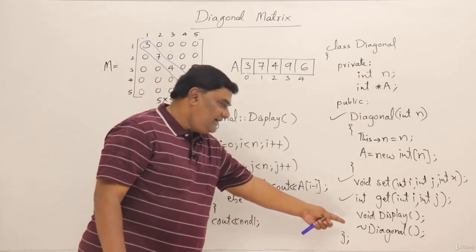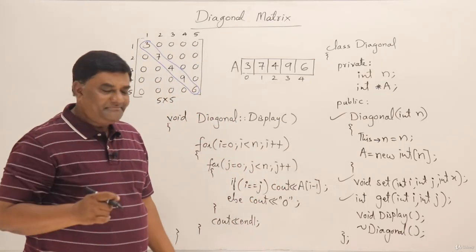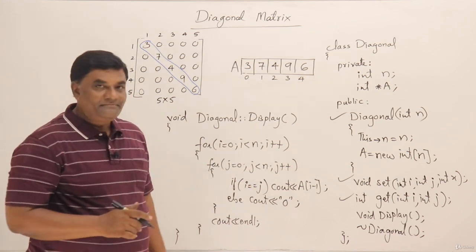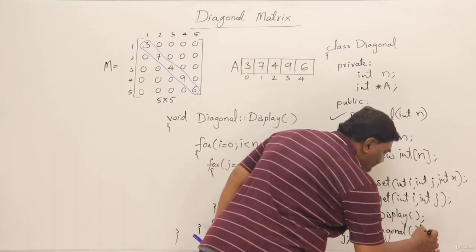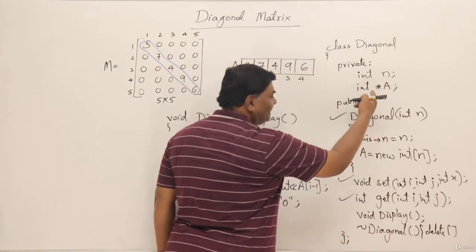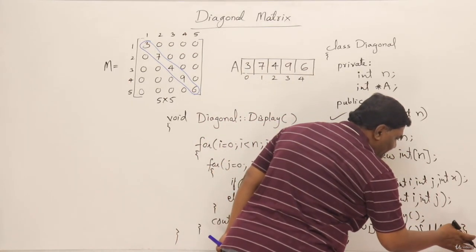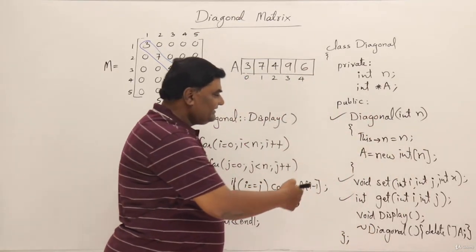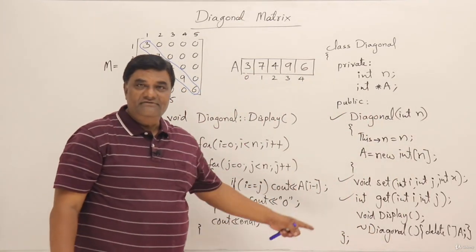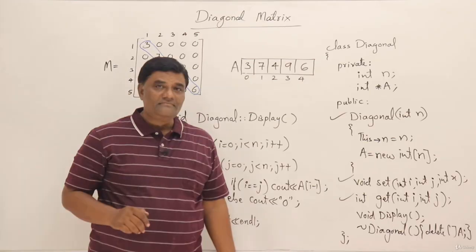Then I have this last function, that is the destructor. It should have just a simple statement, so I'll explain there only. I just have to say delete this array A, the one that is dynamically allocated, it should be deallocated. So just a single statement inside that function. So that's all for our diagonal matrix.